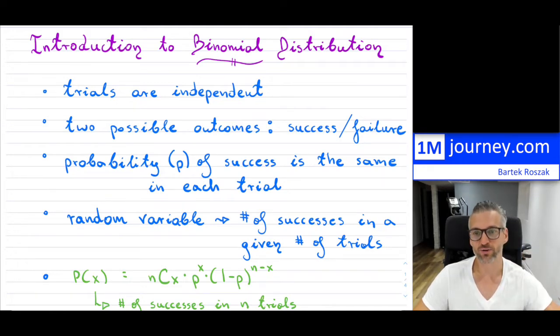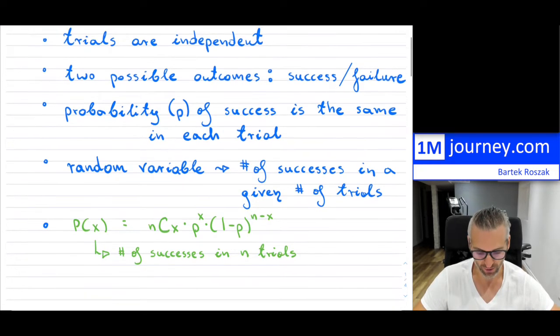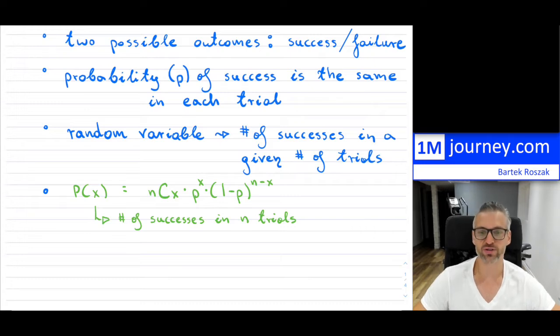The random variable that we're going to be trying to model here is going to represent the number of successes in a given number of trials. So you can have as many trials as you like. You can have just one flip of a coin, so that would be one trial. And then you can say that your random variable is basically the number of successes that are possible in that one flip. You can have two trials, so two flips of a coin.